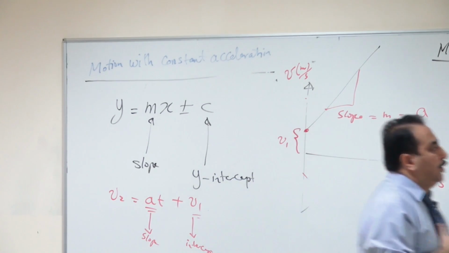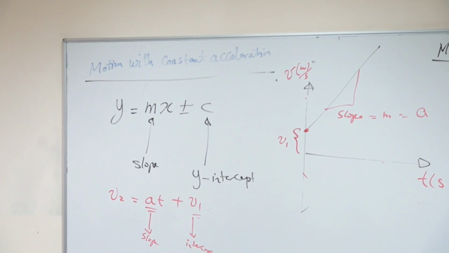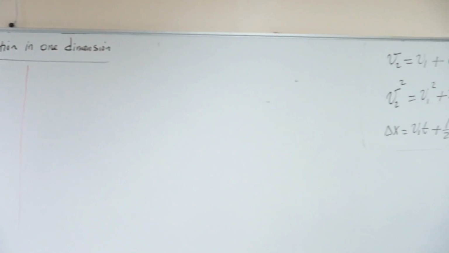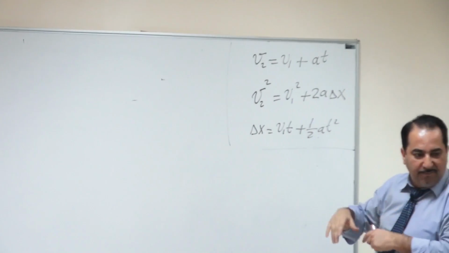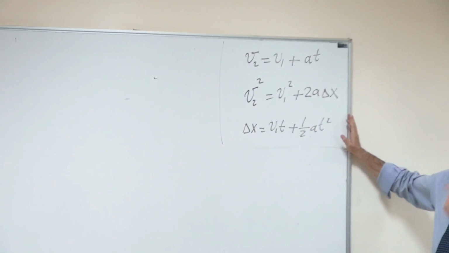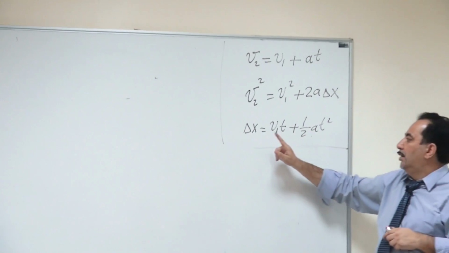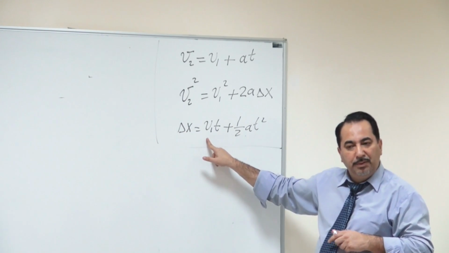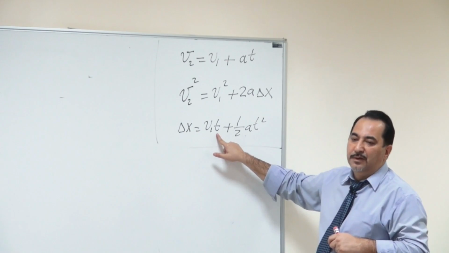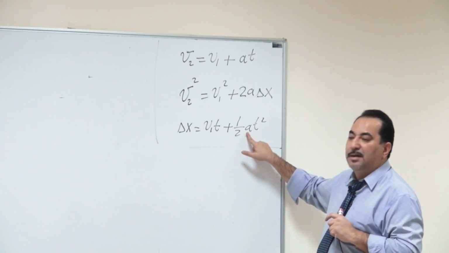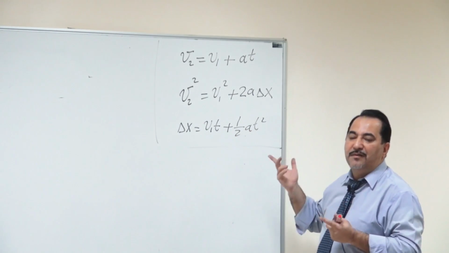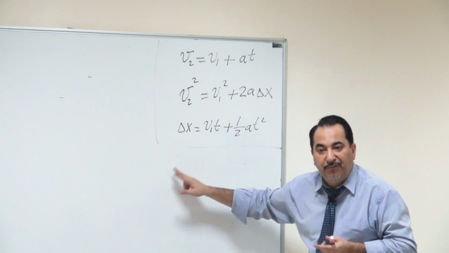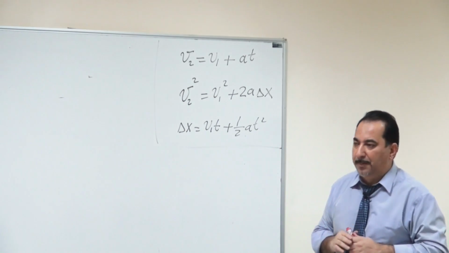Now, the second equation, if you look at it, it doesn't have time. So it's not time dependent. So we leave this one. We don't need the graph for that. This equation: V1, constant or variable? T, variable. A? So where are the variables? T and delta x.